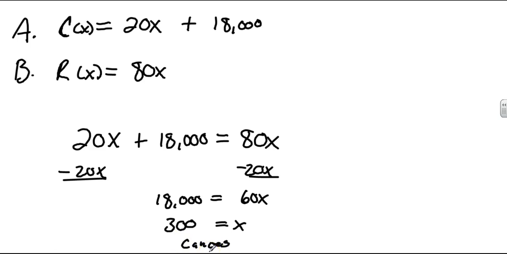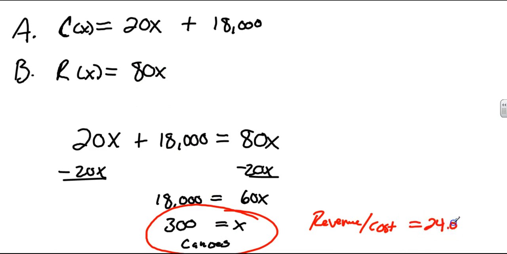Okay, so break-even point. Gotta sell 300 canoes to break even. Now, I think they did ask how much money would you get for that part, so then you could just do the 80 times the 300. So your revenue, or your cost amount in that case, would be just plugging the x equals 300 back in up here. That would be, what, 24,000?